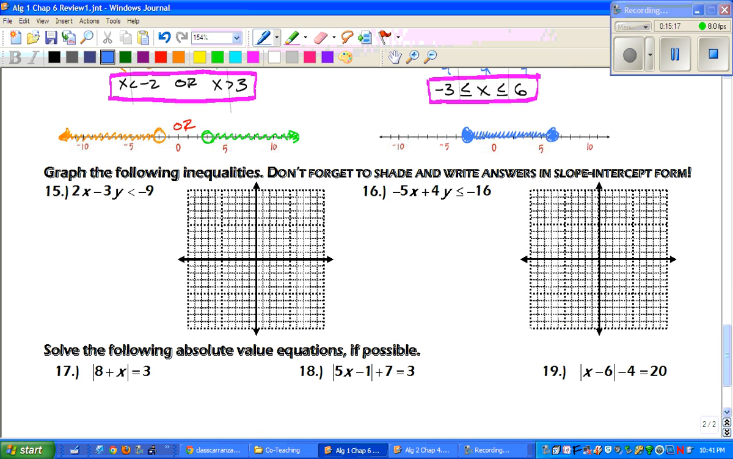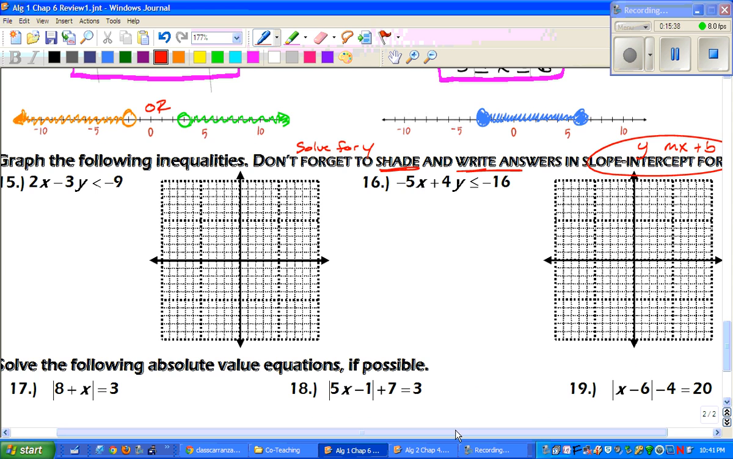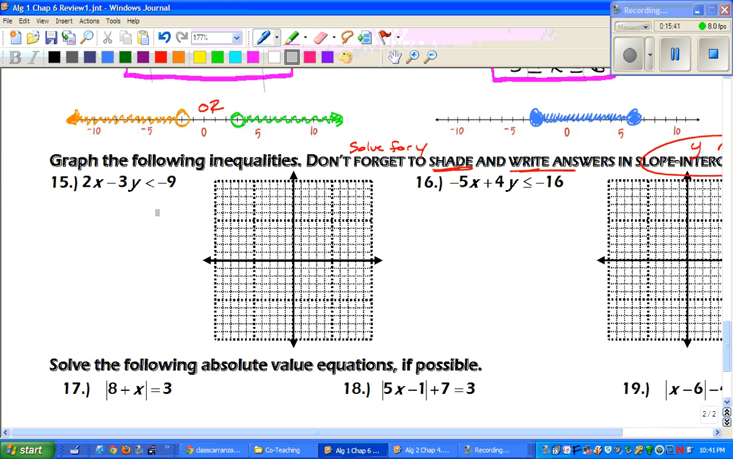15 and 16, we are graphing. It says graph the following inequalities. Don't forget to shade and write your answers in slope-intercept form. That's the y = mx + b. Okay? So for these, we have to solve for y. So to solve for y, we have to subtract the 2x from both sides. We get negative 3y is less than negative 2x minus 9.